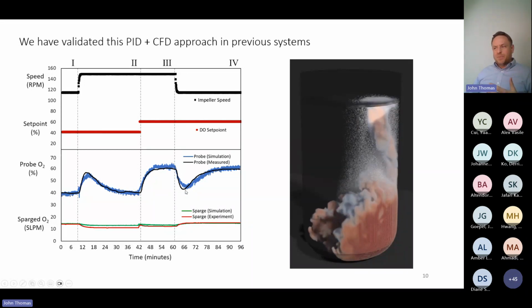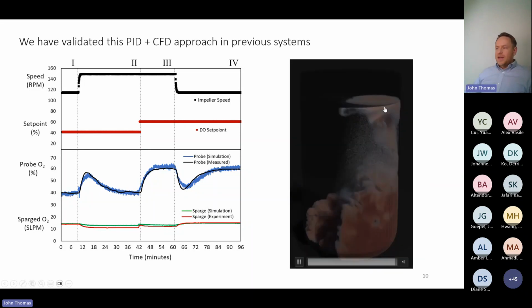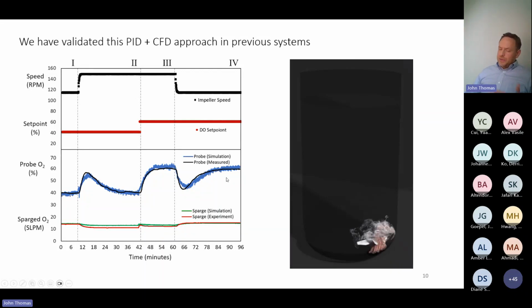And the response time of the probe, which is this convolution of KLA, DO consumption, etc., eventually reconverges to the steady state value. And again, the predicted model did a very good job of following the simulation. And I want to reemphasize, we didn't cook the books here.